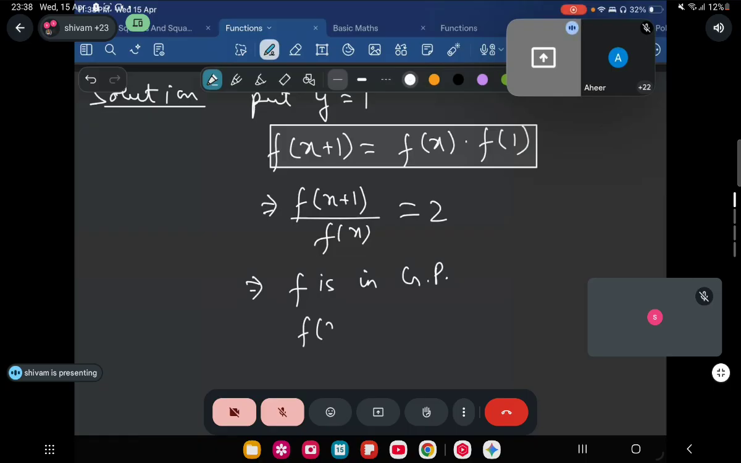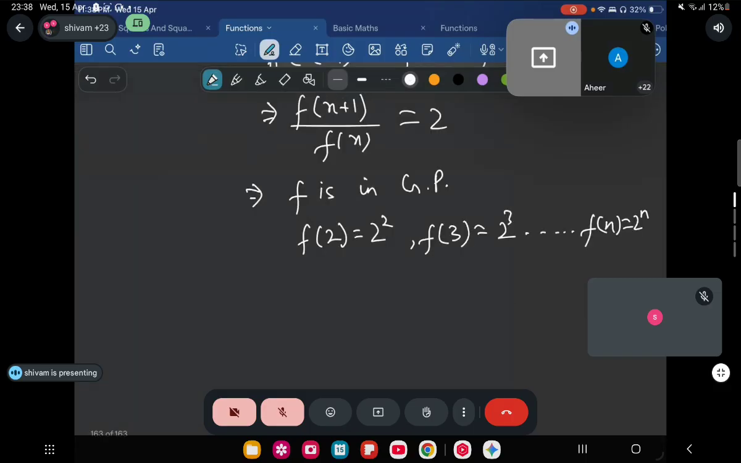So what is f of 2? f of 2 is equal to 2 square. f of 3 is equal to 2 cube. Are people getting it? Dot dot dot. f of n will be equal to 2 to the power n. Anyone having any doubt, you can ask me now.